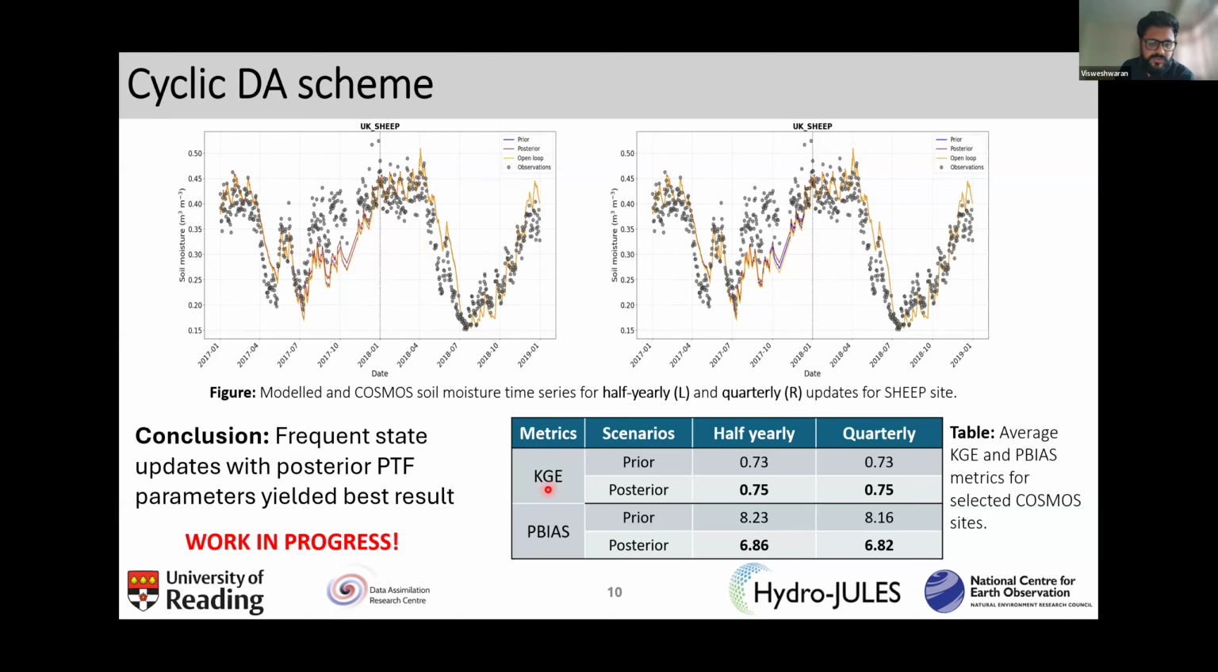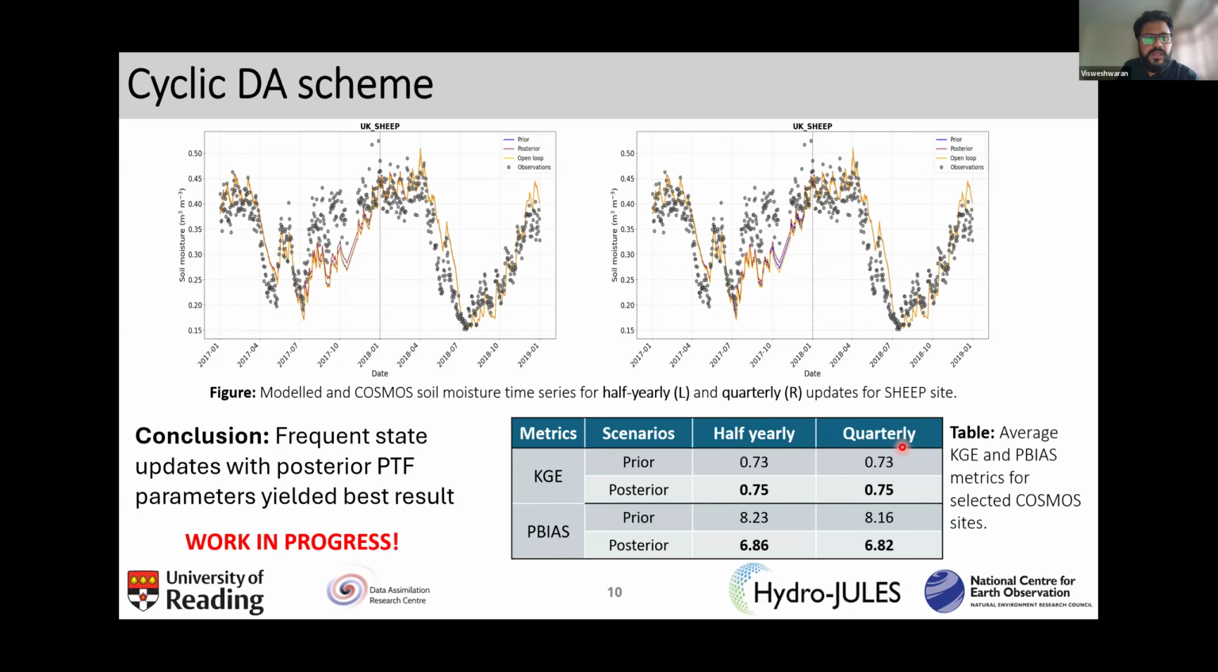So here also I have plotted KGE and beta values, and we can see that as compared to the prior, the KGE value has increased moderately, and also beta has decreased. However, there was no concrete difference between the quarterly update and the half yearly update, and we are still figuring out what would be the optimal window length for updating this initial condition. We are trying monthly updates also. So this is a work in progress, and we are trying to figure out what will be the best for our work.